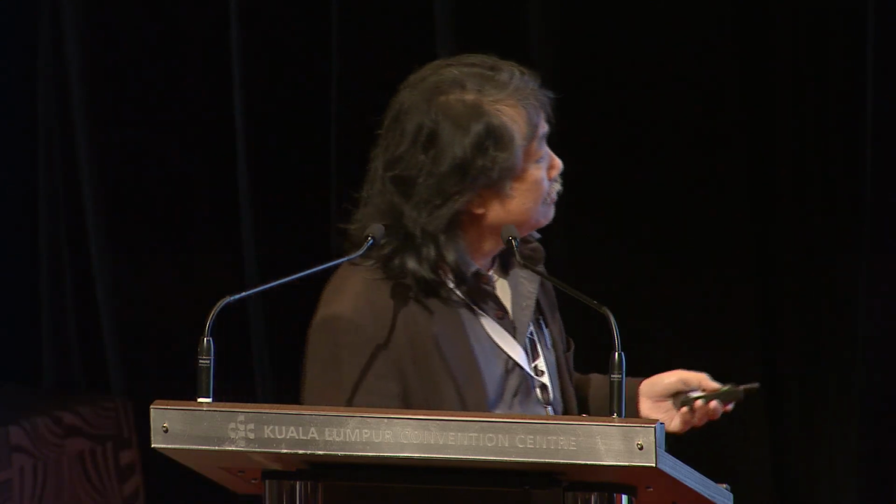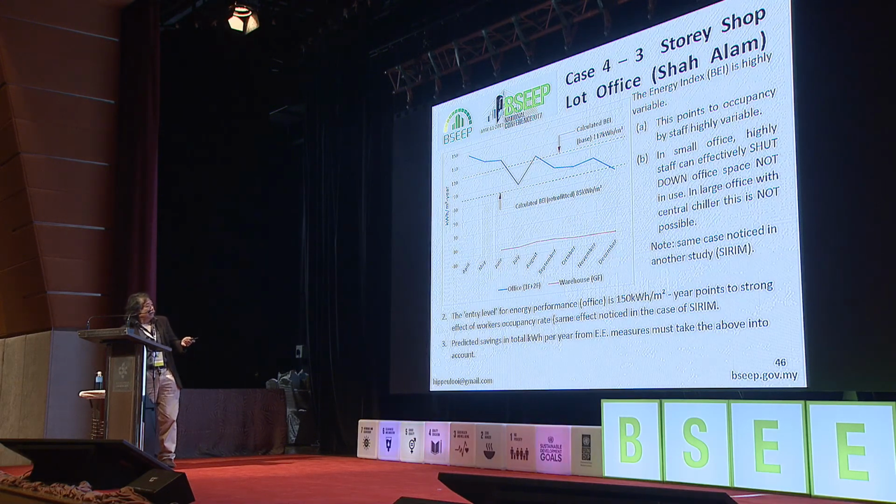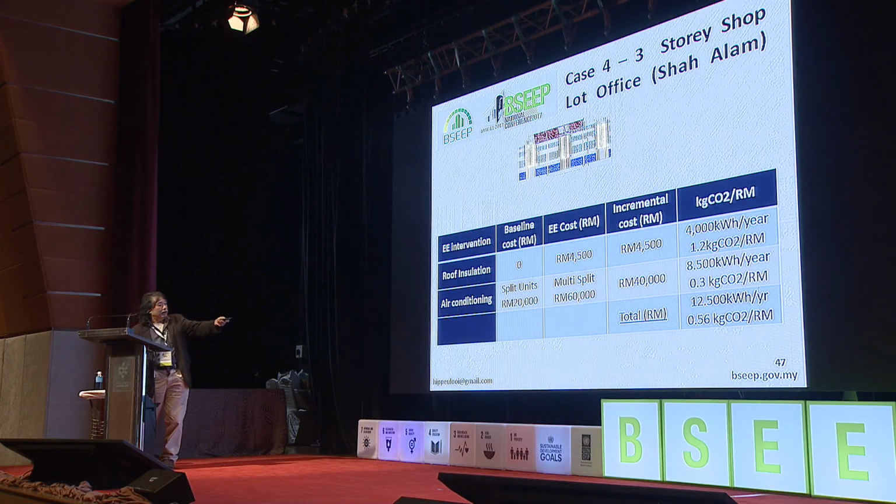But if you put central, and some buildings, for example like this building, because they are contractors, half the time the staff go out and switch off. If you put a central unit, it's still running. So no matter how efficient, it's still running. That's the lesson maybe we learn from there. And we have a kilogram per ringgit intensity. If we change all to split unit and we put roof insulation, what can we achieve?